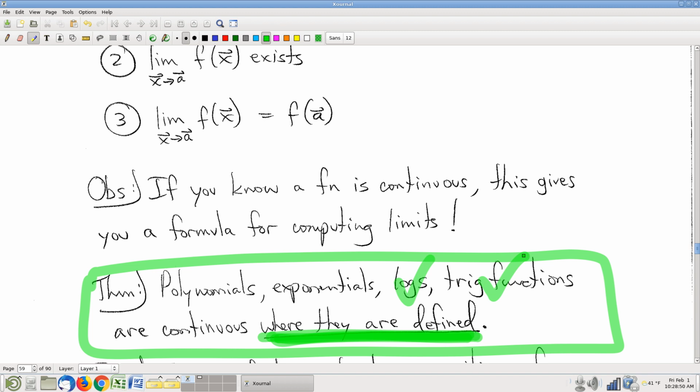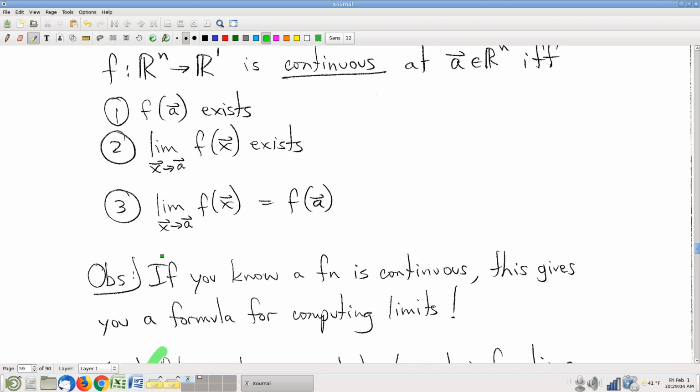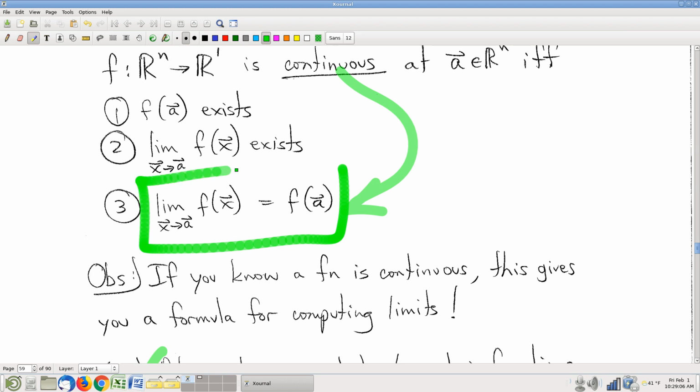So all of these functions are continuous where they're defined. So if you find yourself looking at one of these functions, just confirm that the function that you're interested in is defined at that point. You can then cite this theorem and say, therefore it's continuous. And then you can say, and because it's continuous, I can compute the limit with the plug-in formula.